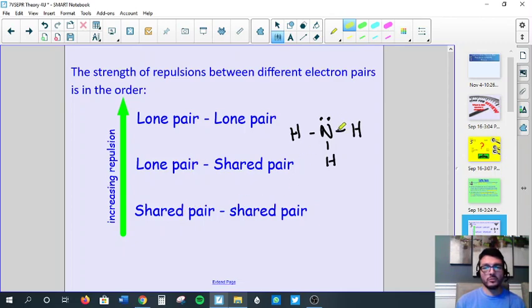Shared pair repulsion would mean a repulsion between an NH bond here and another NH bond here. They certainly repel, not as much though as a shared pair and lone pair repulsion. So that would be between, let's say, this one here. Here's a shared pair, made up of two electrons, and a lone pair. So they repel more than shared pairs. Now, lone pair with lone pair: ammonia doesn't have this, but if it had another pair of electrons resting here, they would repel the most, right? They're not confined to any kind of bond, so they repel the most. So there is a certain order of repulsion.